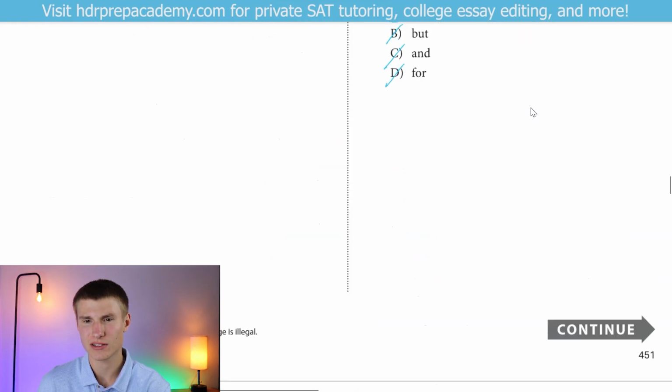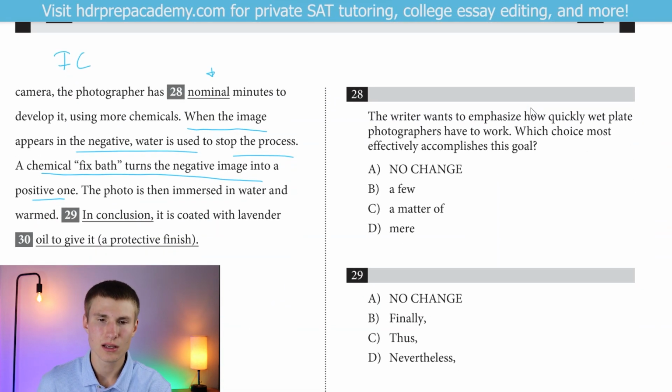Moving on, we got our answer for number 28. Okay, so right here, has nominal minutes? Well, the writer wants to emphasize how quickly the wet plate photographers have to work. Which choice is accomplishing this goal? Well, we would say not nominal minutes, because that's not focusing on how quick they have to take this action. And then we're between a few, a matter of, and a mere.